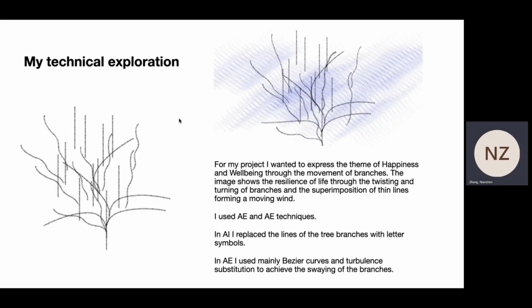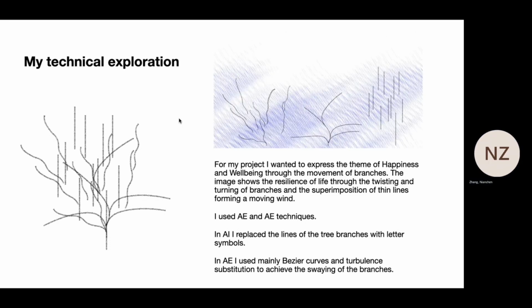Now it's about my project and the technical explorations for my project. I wanted to express the theme of happiness and well-being through the movement of branches. The image shows the resilience of life through the twisting and turning of branches and the superposition of thin lines forming a moving wind. The graph on the right shows the results of my attempts at this stage.